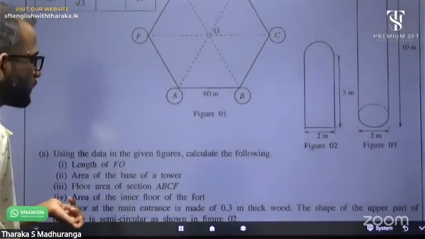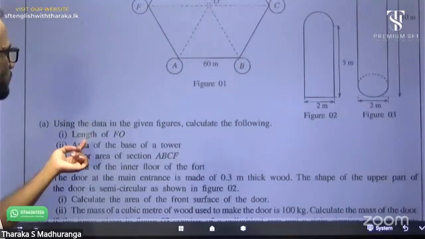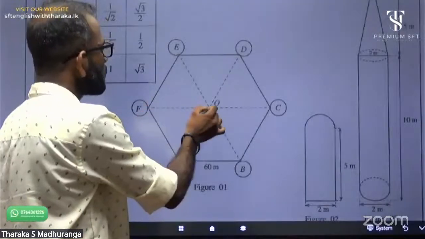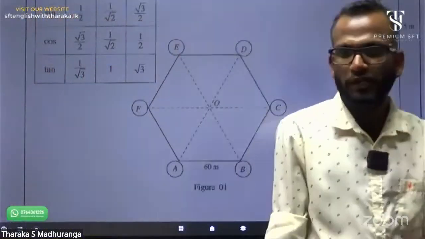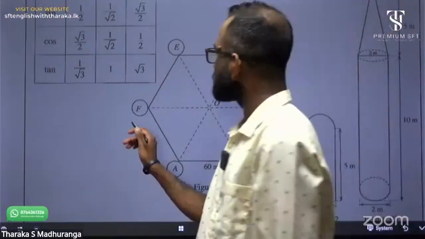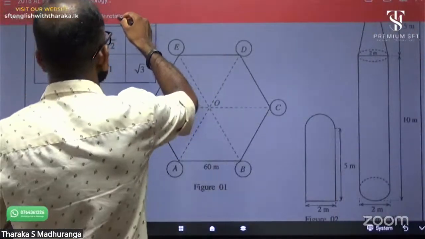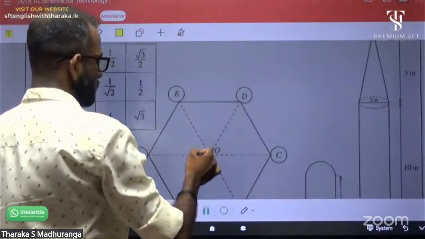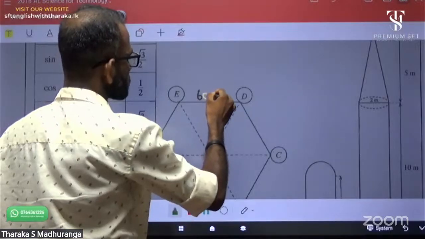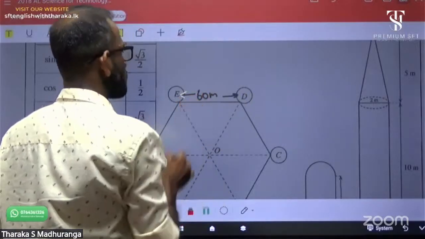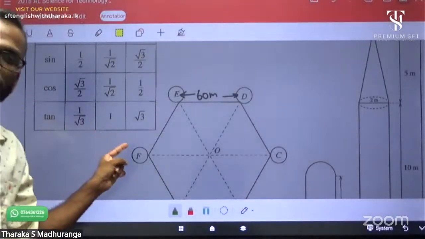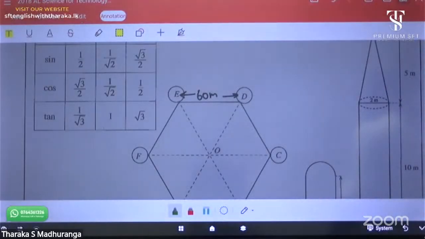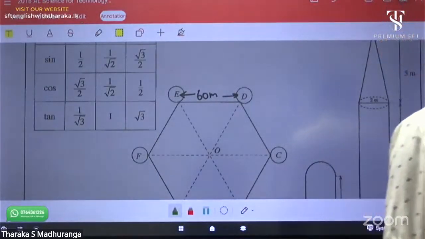Using the data in the given figures, calculate the following. The length of FO. FO means this point to this point. How to get this length? Now the hexagon side length is given, 60 meters. Then what is the FO? Okay, calculate this and send what is the FO length?